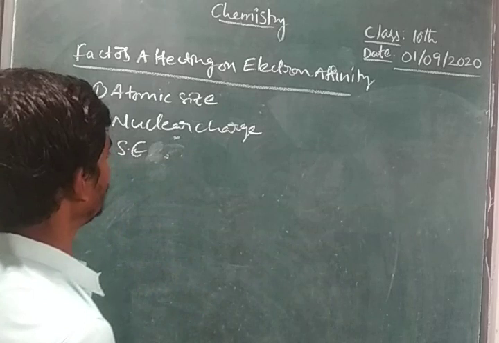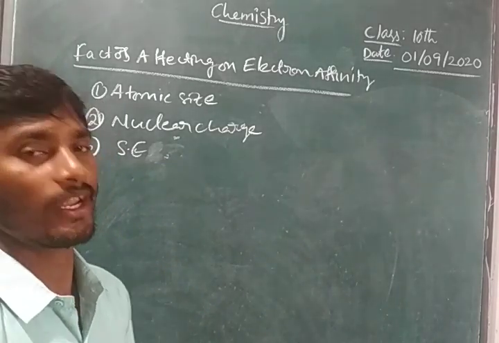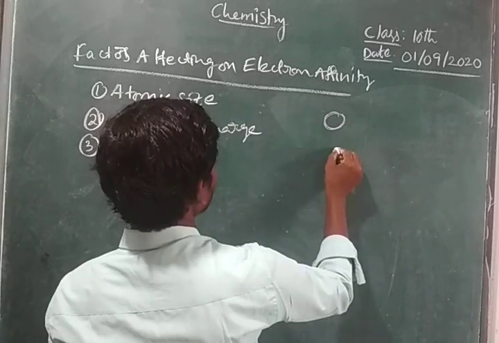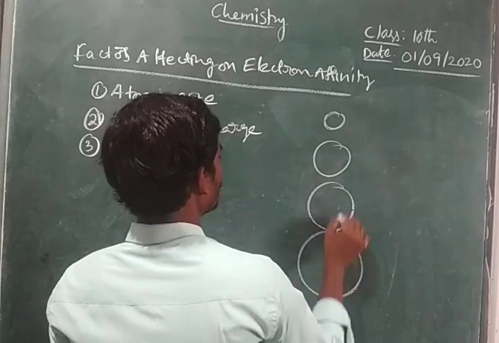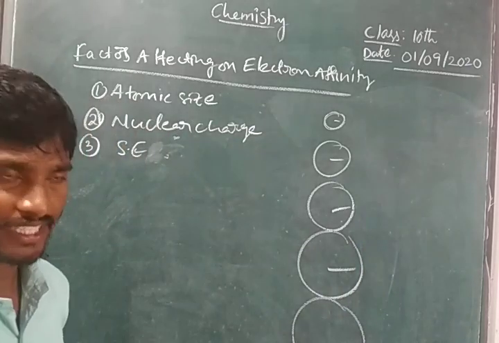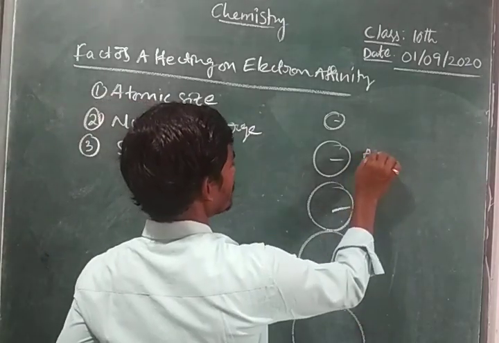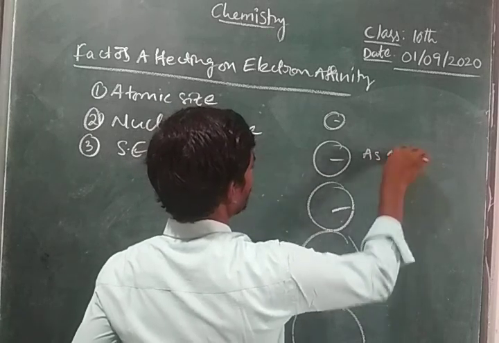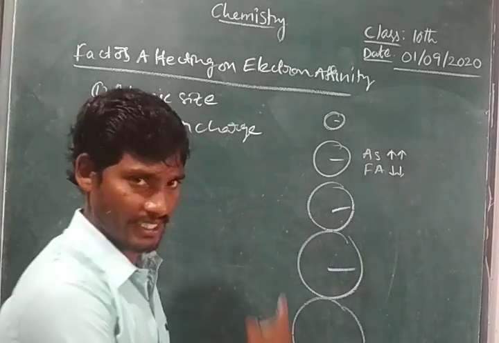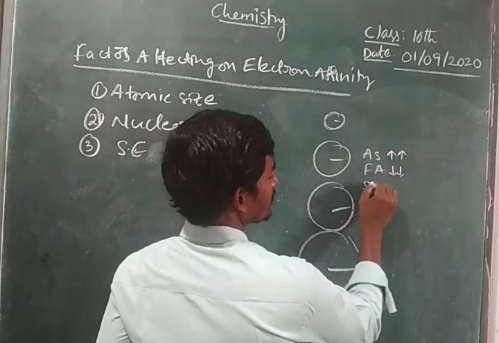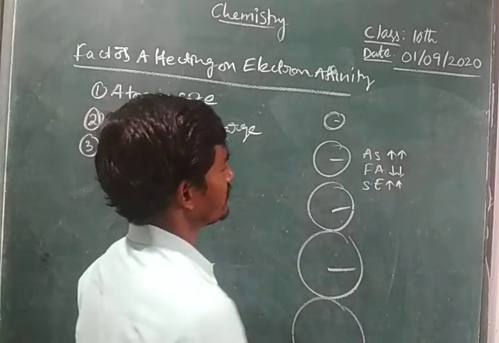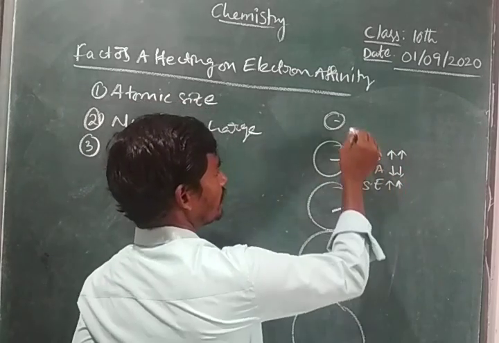In the case of atomic size, when we move from top to bottom in a group, the atomic size gradually increases. When the atomic size increases, the force of attraction decreases, and the screening effect increases.